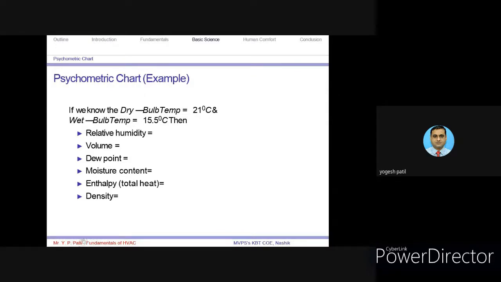What is mentioned in this example is: if the dry bulb temperature is 21 degrees Celsius and the wet bulb temperature is 15.5 degrees Celsius, then find the relative humidity, volume, dew point temperature, moisture content, which means absolute humidity, enthalpy, and air density. The volume here is actually the specific volume. So how can we do these things?